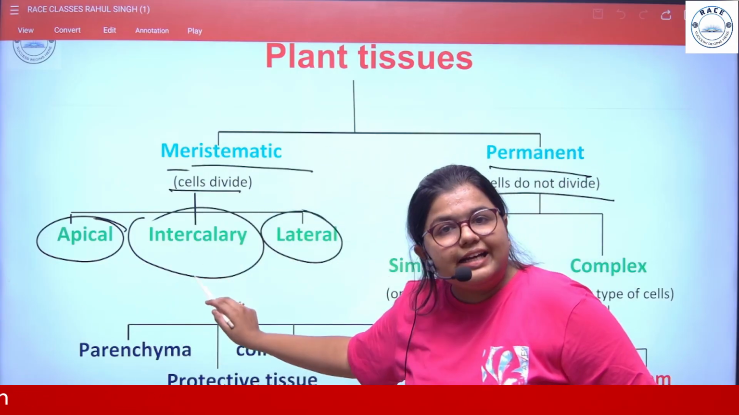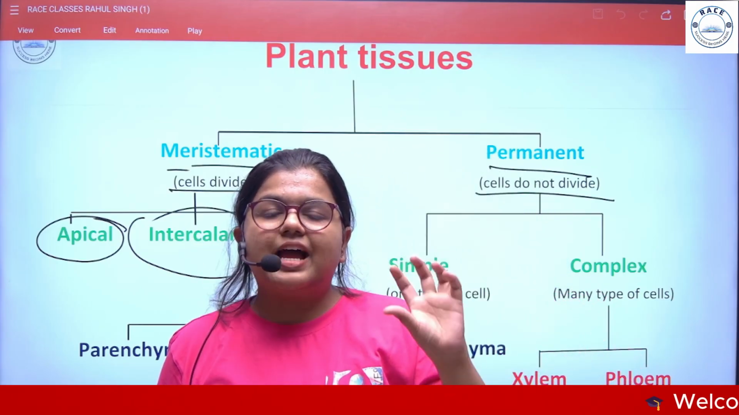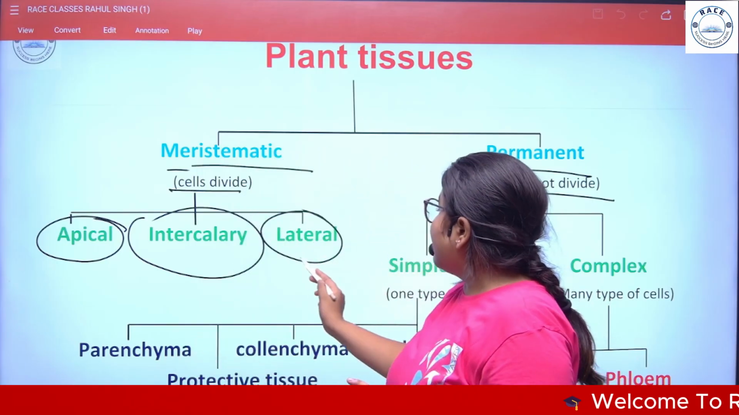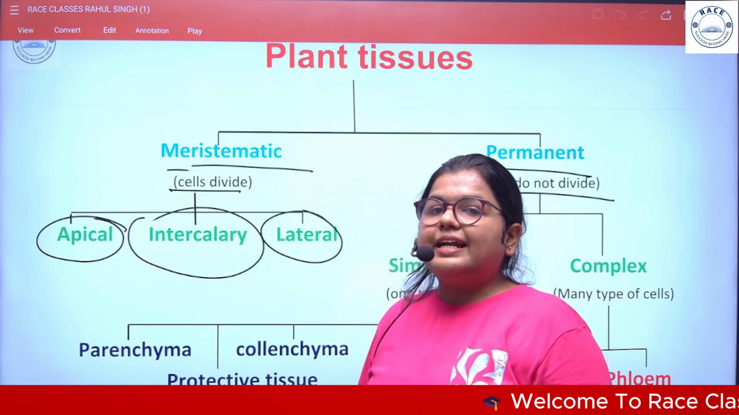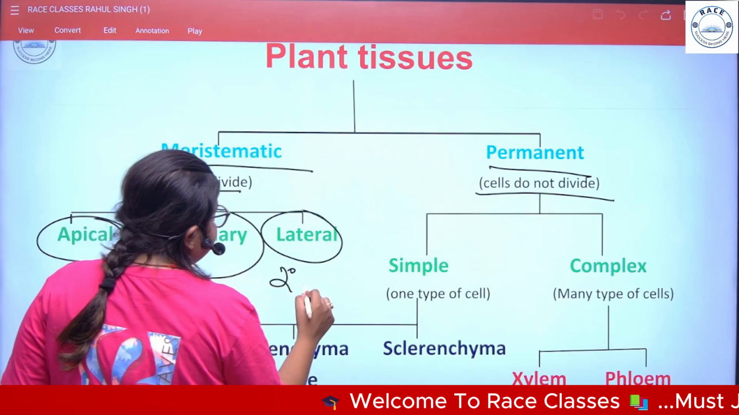When we talk about intercalary meristem, it is present between the mature leaves and tissues. When we talk about the lateral meristem, it helps in the secondary growth. Now the word secondary growth comes up.